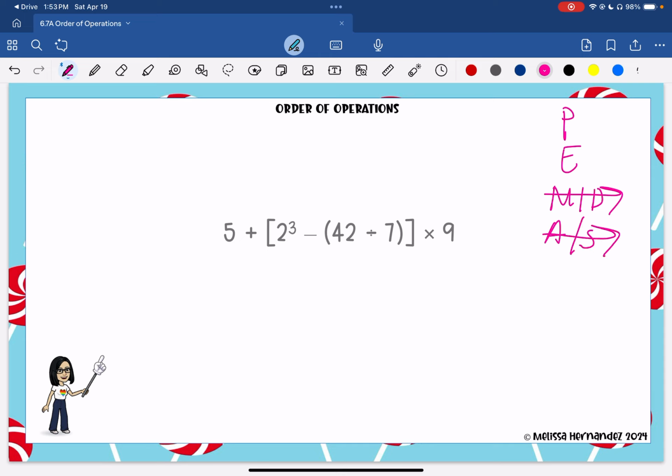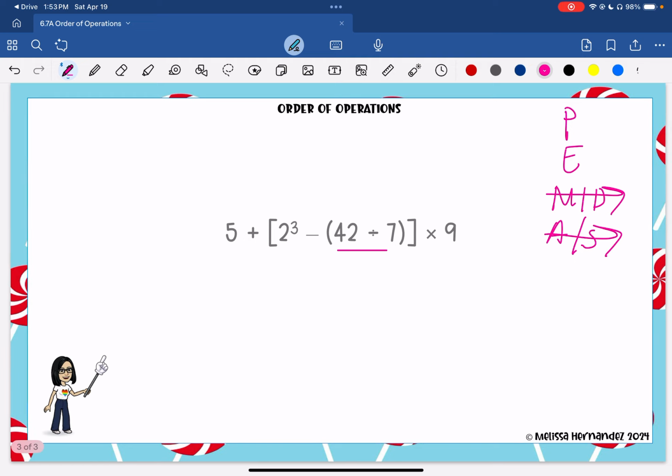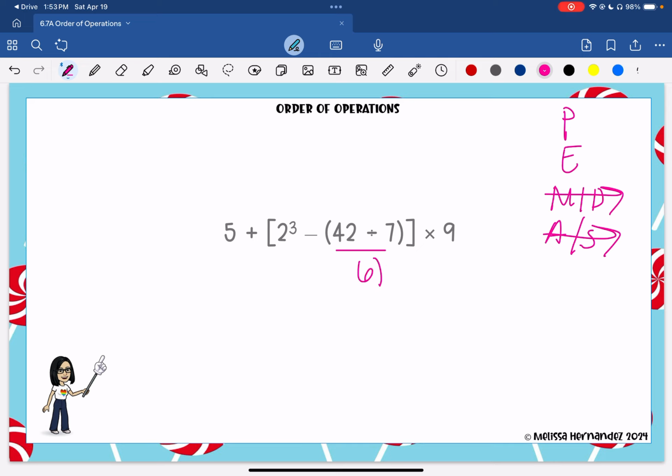Like I said, this is just like the rules. We actually have parentheses and brackets. So we want to go to the one that is the most center, has the most grouping symbols. I guess that's how I look at it. 42 divided by 7 will give me 6. I'm holding on to everything. That x is actually times. It's not a variable in this case.